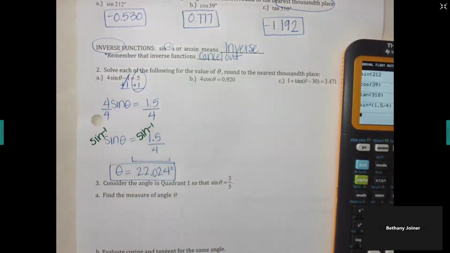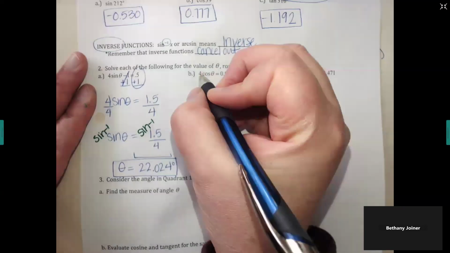Okay, take a look at letter B. We have 4 cosine theta equals 0.920. What do we do first? Divide that 4 out of the way.